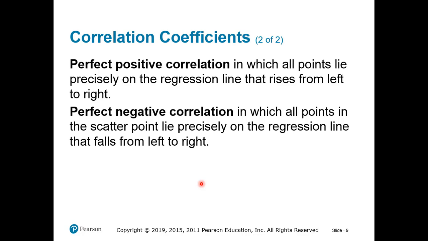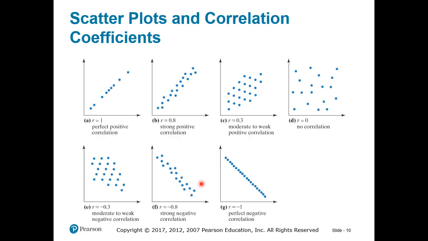Now, a perfect positive correlation would be a straight line, right? All the dots in a perfect line that rises as you read the graph from left to right. A perfect negative correlation would be a perfect line of dots going down from left to right. We very rarely see this. In fact, the only time you see this type of relationship is in mathematical formulas.